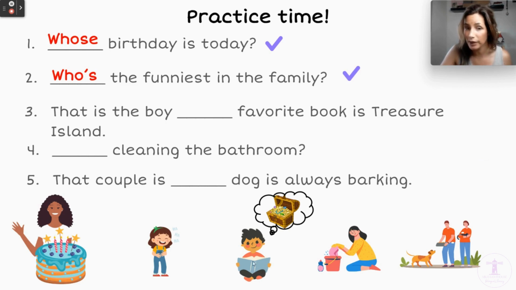Now we have the little boy. It's his favorite book. It's his favorite book, Treasure Island. Okay? With Long John Silver. That is the boy whose favorite book is Treasure Island. Okay, this favorite book, it's his favorite book. Okay, his.